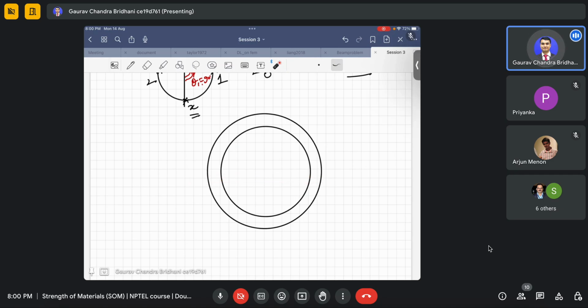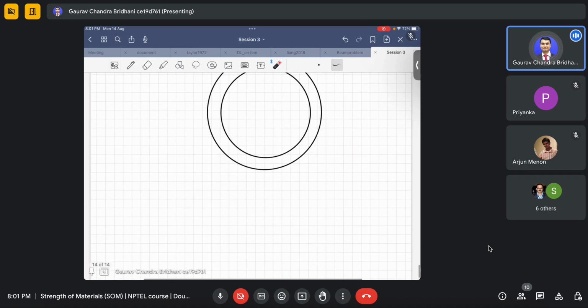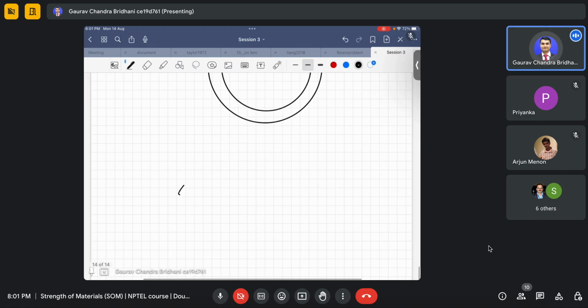So what the professor did, because of symmetry, suppose you are applying pressure inside, so the pressure will be normal like this. Because it's symmetric, you can study just half of the problem, no need to go for the full scale problem. So he divided it into two parts, and it should be a semicircle. Something like this. So assume that this is a semicircle.